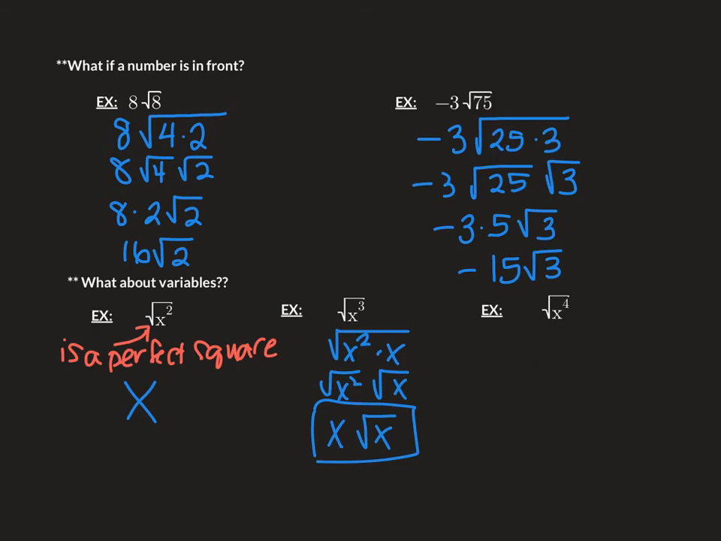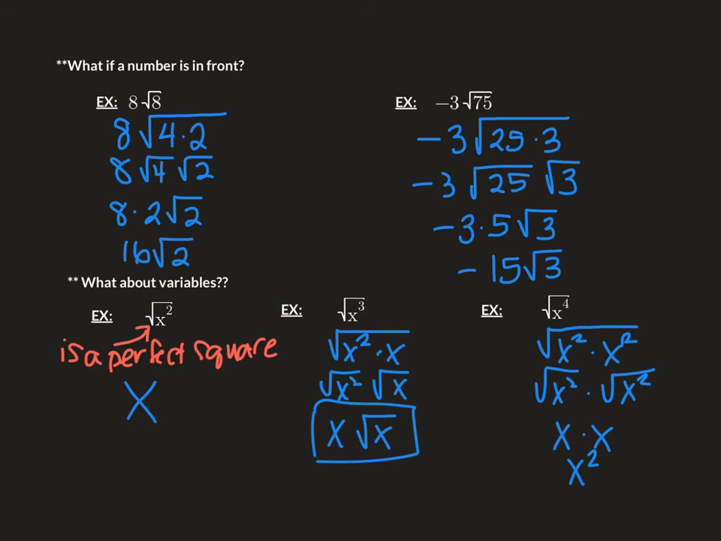How'd you do? Okay, what about x to the 4th? What do you think? Hopefully what you think is that x to the 4th is the same thing as x squared times x squared, which is the same thing as the square root of x squared times the square root of x squared, using the product property. And the square root of x squared is x, square root of x squared is x, and x times x is x squared.